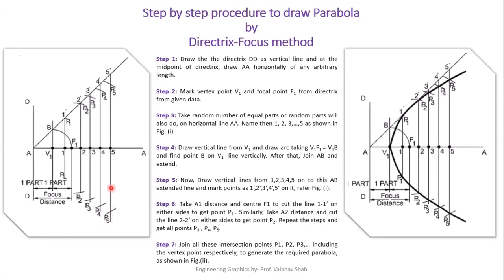So these are nothing but the points of your parabola. So now in the next step, we will simply join these points P5, P4, P3, P2, P1, V1, P1, P2, P3, P4, P5 by a dark smooth line. And after joining all these points, we'll have this curve in the right hand side figure.